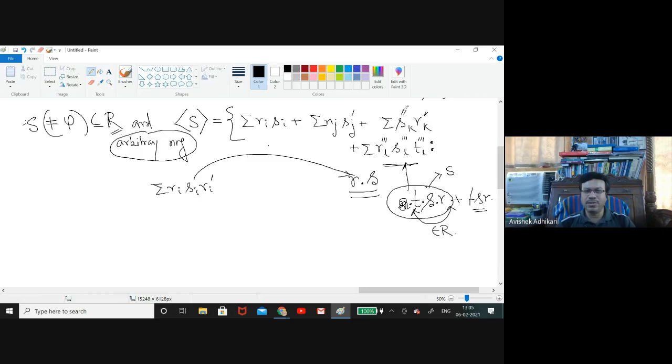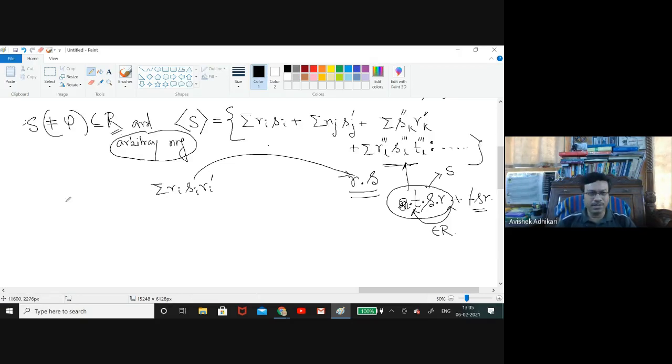It really looks like a caterpillar, and to prove that that is the smallest ideal containing S, the idea is very easy, but to write it may not be that easy. It will be very messy, nothing else. Okay, so that's the expression for the ideal generated by S.